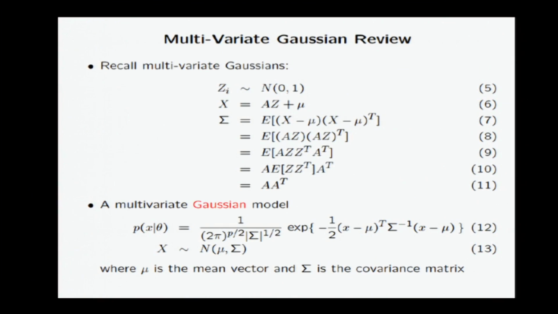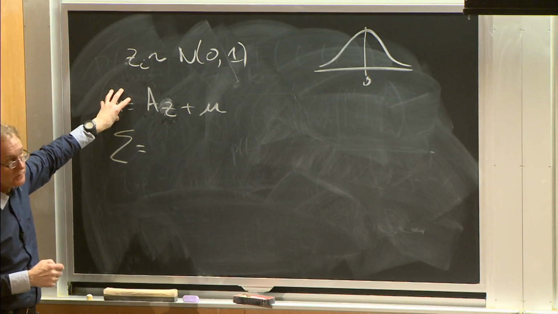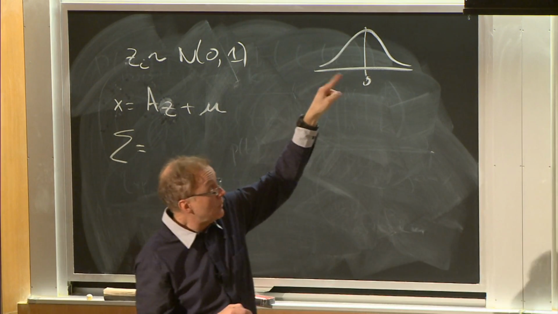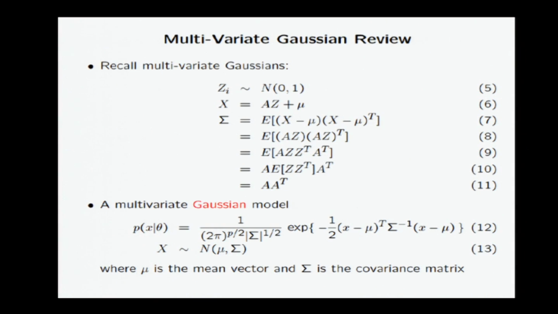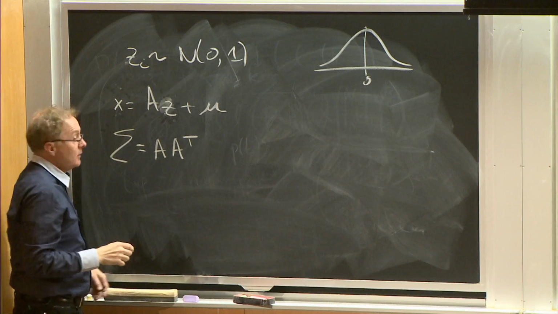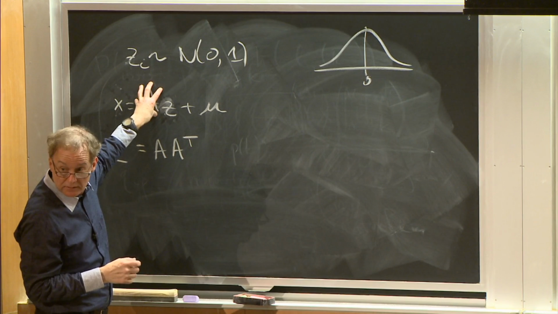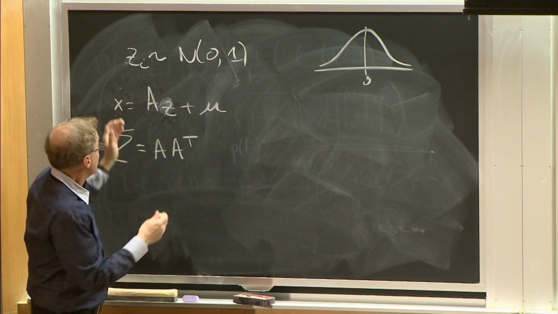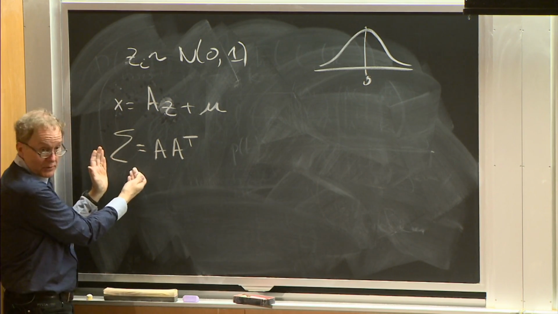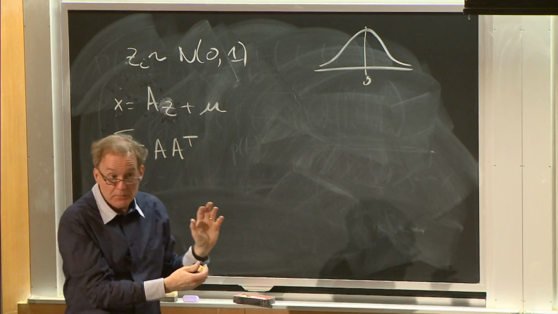And the covariance matrix, sigma, which describes the structure of this multivariate Gaussian, is shown on this slide to be equal to A A transpose. And thus, if we knew this matrix A, which we may not know, we'd be able to compute the covariance matrix directly. Okay? Let me take that one more time.